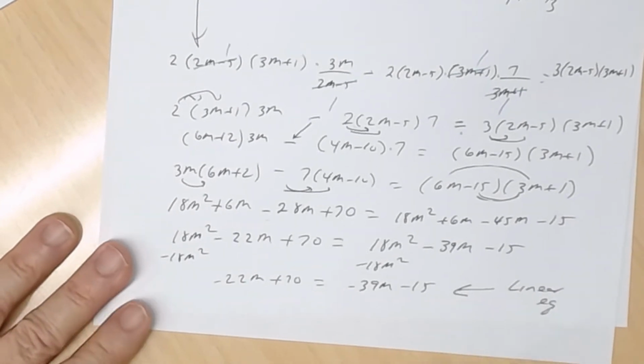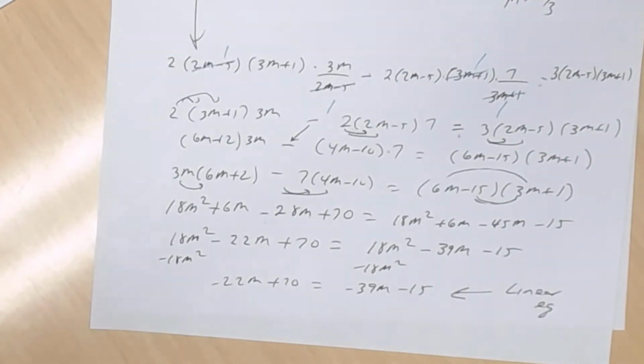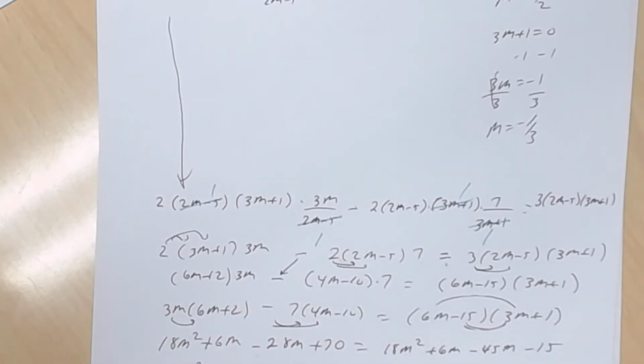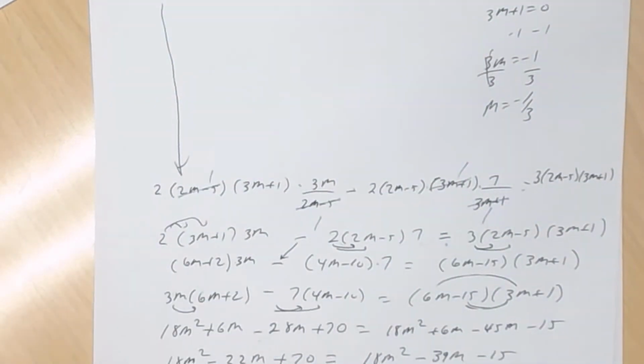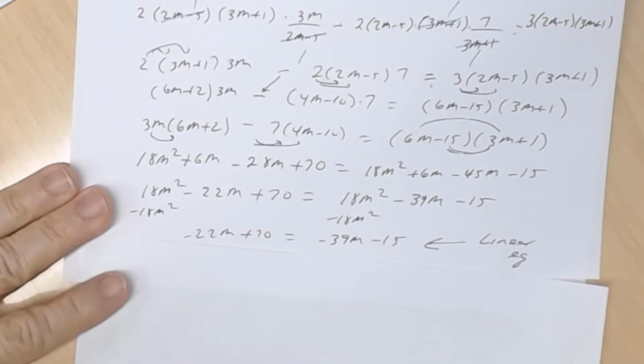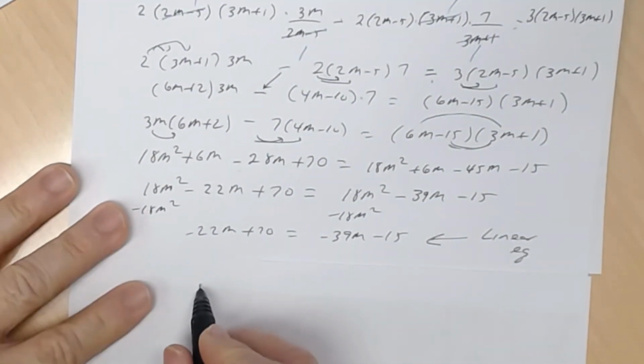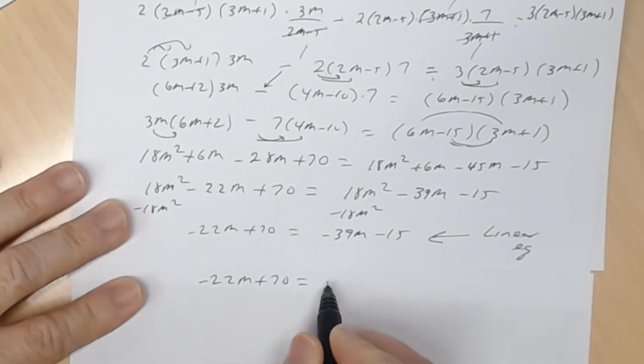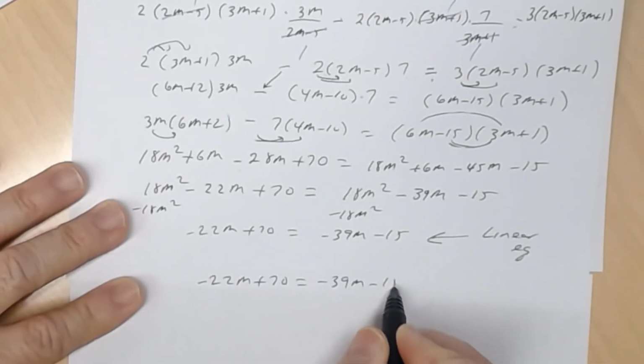Now let's go ahead and finish this. So we need to solve this linear equation. Notice I need another sheet of paper. I know it's a lot of work, isn't it? All right, so I'm going to go ahead and rewrite this over. Negative 22m plus 70 equals negative 39m minus 15.